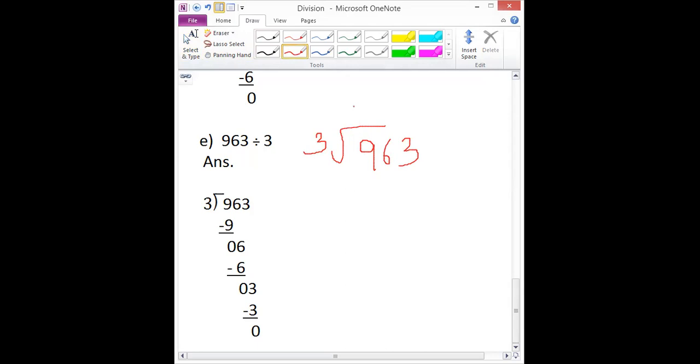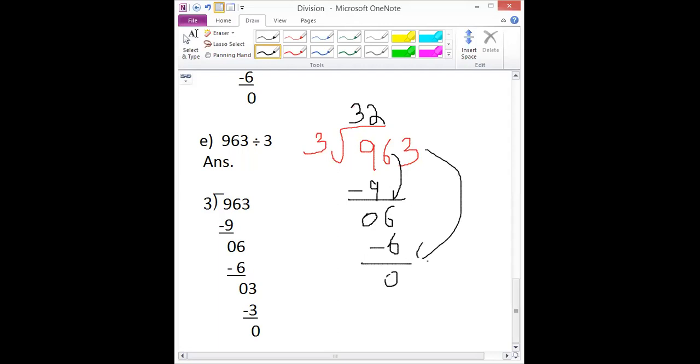So 9 divided by 3 is equal to 3. Then multiply this 3 with 3. 3 3s are 9. Subtract 9 minus 9, 0. Put this 6 down. 6 divided by 3 is equal to 2, because 3 2s are 6. Multiply this 3 by 2. This will give you 6. Then subtract 6 minus 6, 0.